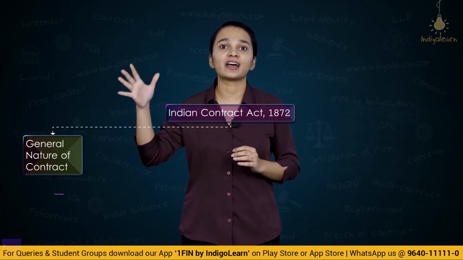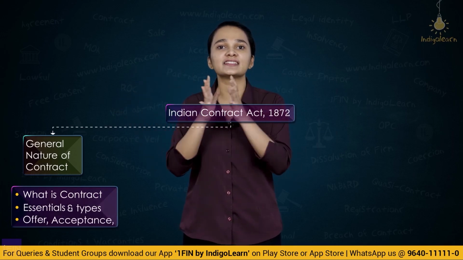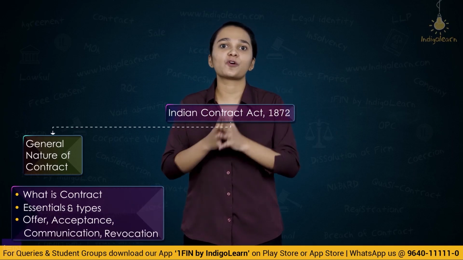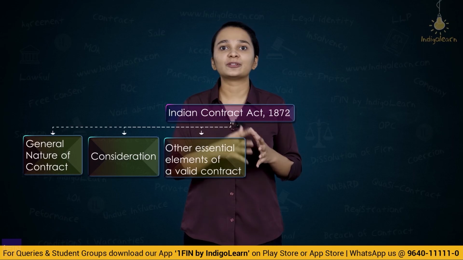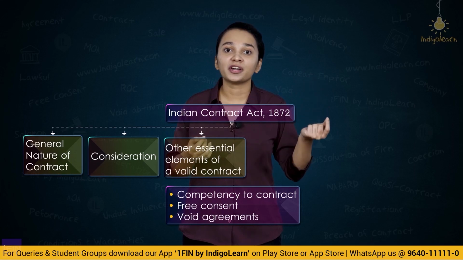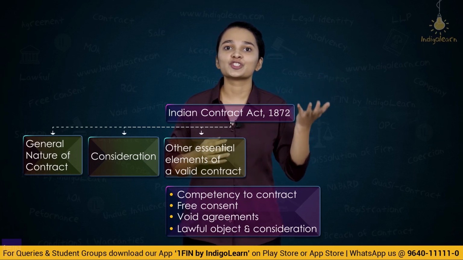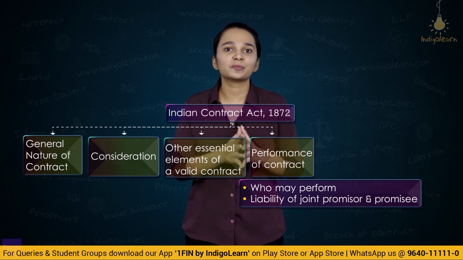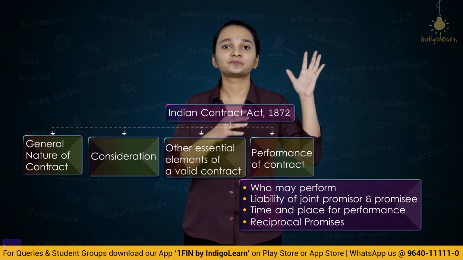We've studied what is a contract, essential elements of contract, types of contracts, offer, acceptance, performance of offer, acceptance, communication of offer and acceptance, revocation of offer and acceptance, what is consideration, what are the essential elements in detail, who are competent to contract, what is free consent, what are the agreements which are void, what is lawful object and lawful consideration. We have also understood provisions regarding performance of contract, who is bound to make performance, liabilities of joint promisors, time and place for performance, performance of reciprocal promises.